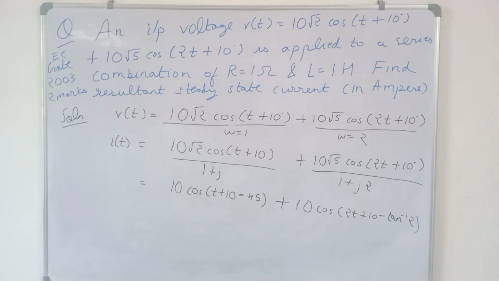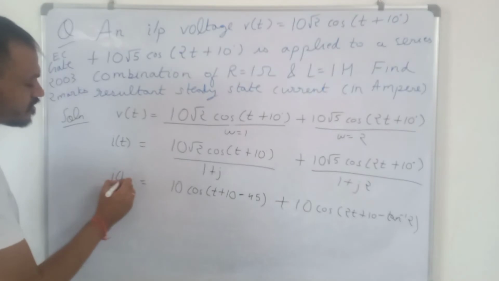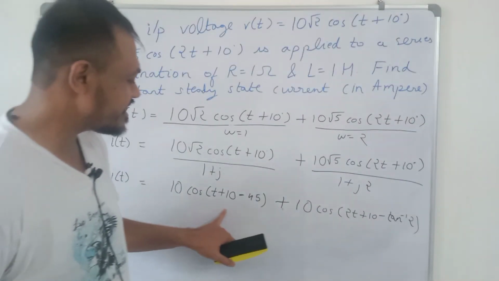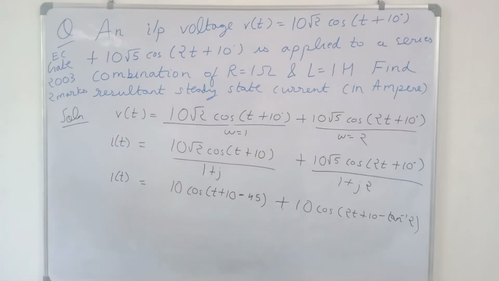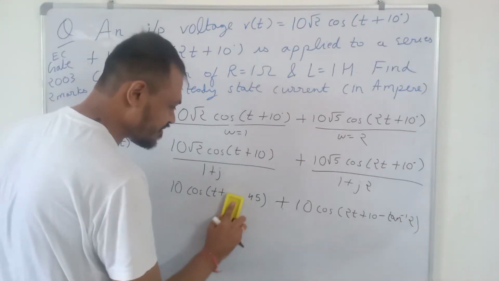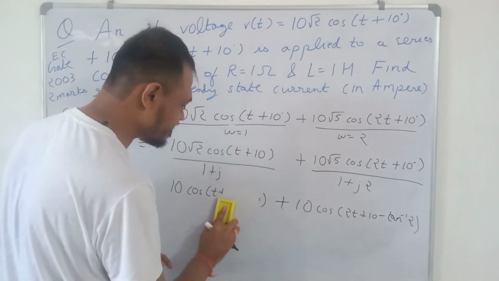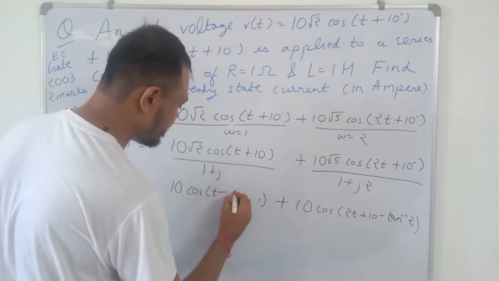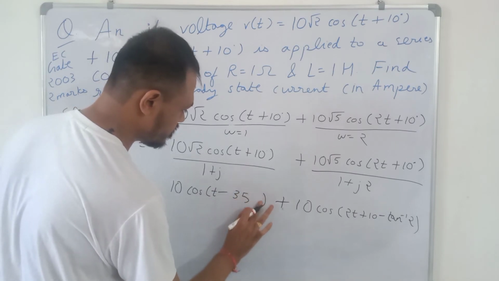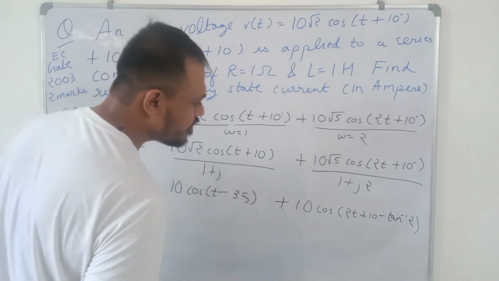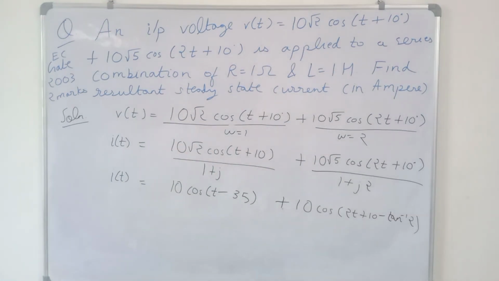This was the option given in the question. This was an MCQ question. So this option was given: 10 cos of t plus 10 minus 45. Minus 45 we can write as minus 35, so 10 cos of t minus 35, plus 10 cos of 2t plus 10 minus tan inverse of 2. So this was the option given, it was option C. So this is how we find the value of the current.